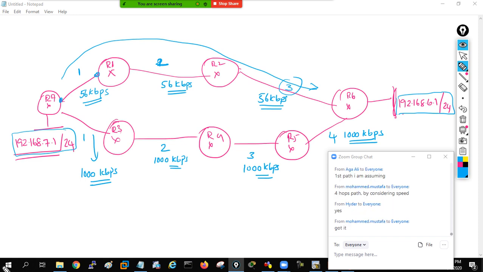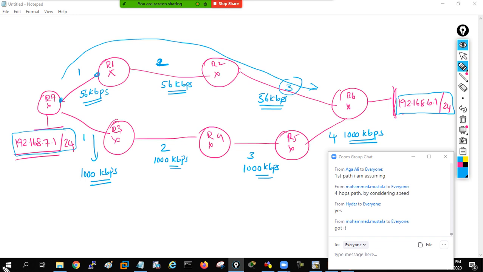But still RIP will tell you, no, my best path is the one with the lower hop count. Everybody okay? This is the secret. Everybody has to consider this. Even though the link speed is higher, RIP still does not consider the speed. It will consider only the hop count to reach from source to destination.